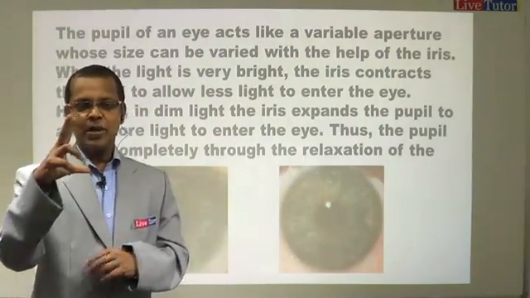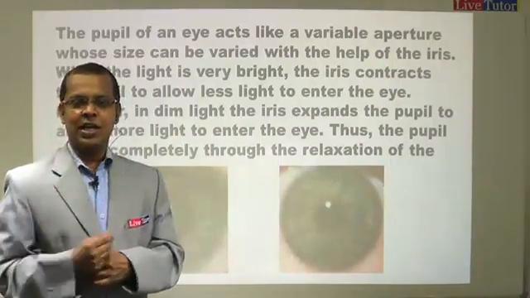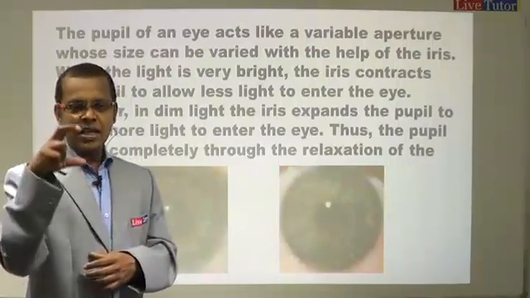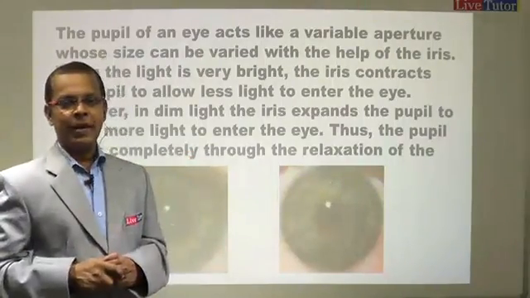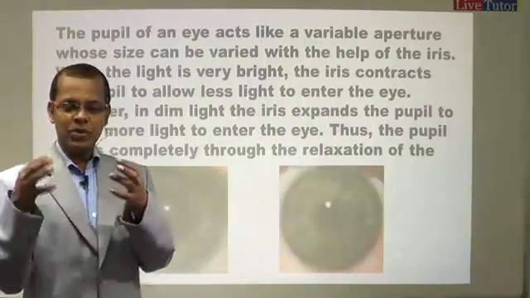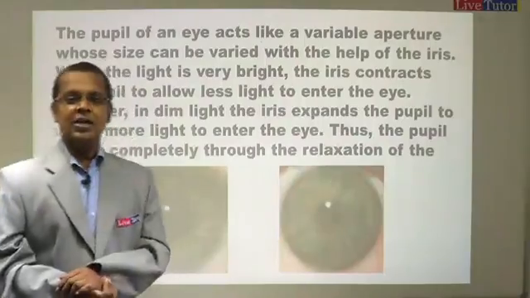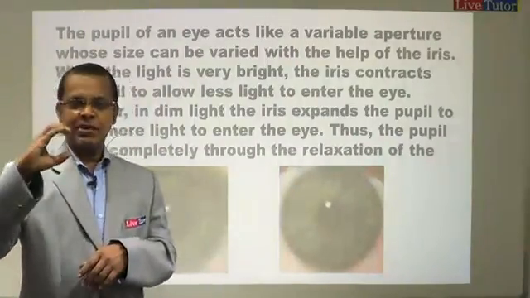When the camera is open, more light is allowed. When it is closing, the shutter is closed, what will happen? Light will not be allowed. Like this, the iris will contract so that it allows less light to enter the eye. Right? Similarly, if there is very dim light and you are not able to see things, what will happen? Again the iris will expand, the hand-like structure will expand.